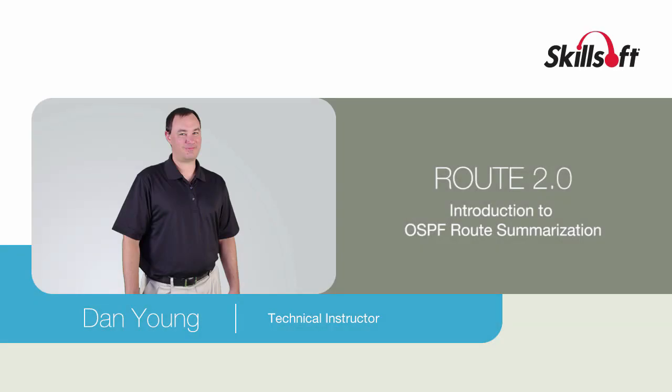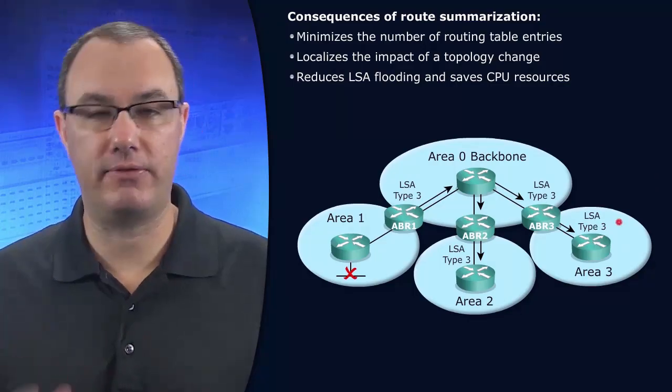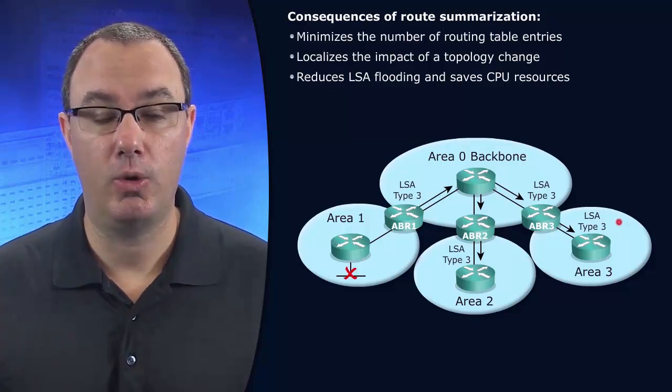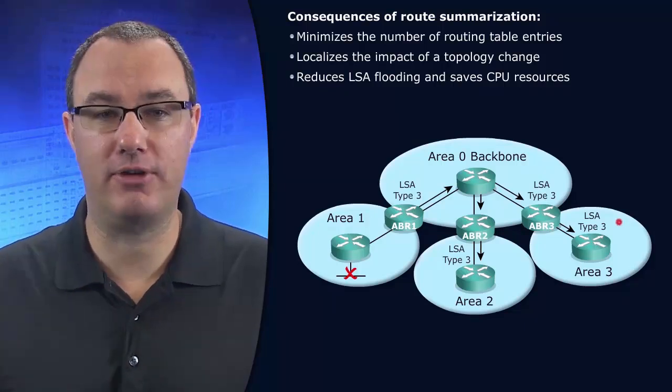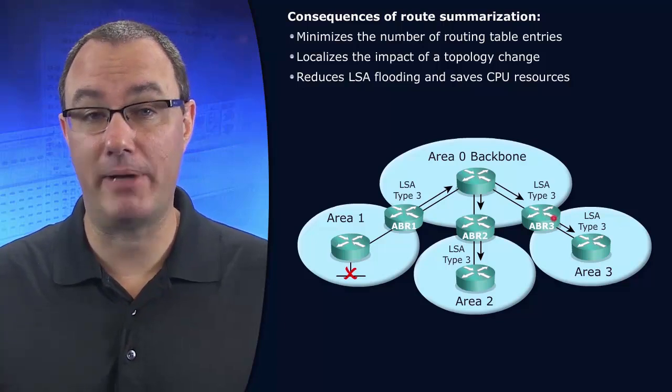We carve up OSPF into multiple areas for a few different reasons. Firstly, we don't want more than 50 routers in an area. That's kind of a hard and fast rule. Secondly, we can only perform route summarization on area border routers and autonomous system boundary routers.